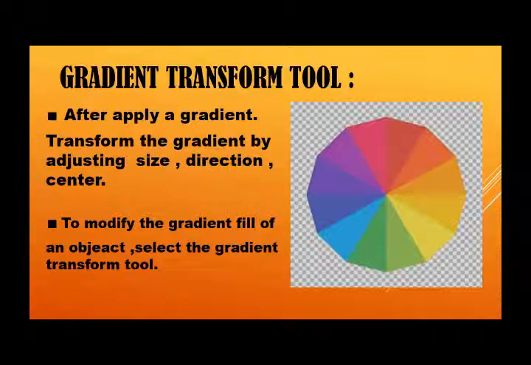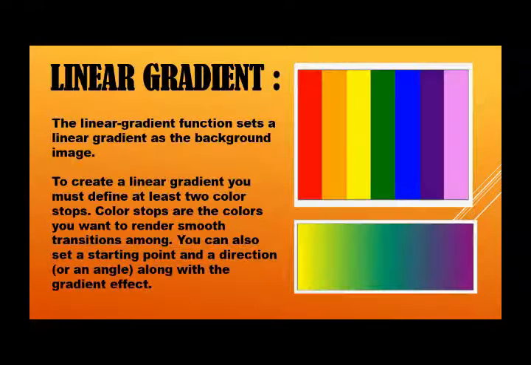We have two types of gradient, linear gradient and radial gradient. First of all, we are going to discuss the linear gradient. The linear gradient function sets a linear gradient as the background image. If you observe different colored lines in this image, it shows the linear gradient, the lines of colors.